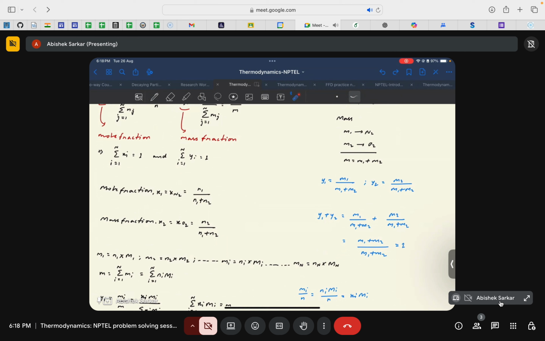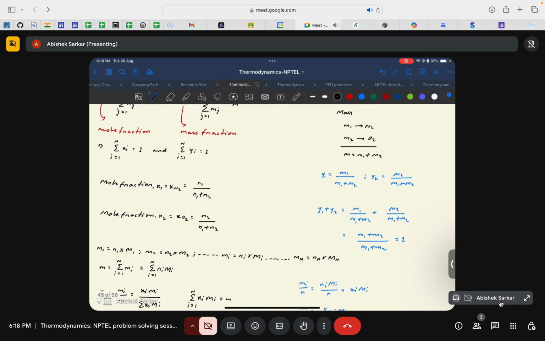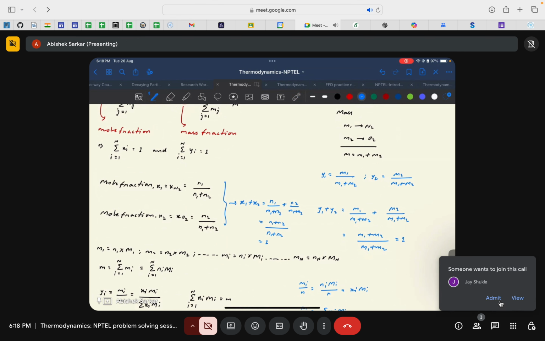Similarly, the mole fraction of oxygen is given by x2 equal to n2 by n1 plus n2. Now if you just sum both of these up, I don't think it's necessary, but still, if you sum them, that is x1 plus x2, you will get n1 by n1 plus n2 plus n2 by n1 plus n2. So n1 plus n2 divided by the same denominator, n1 plus n2, is equal to 1.